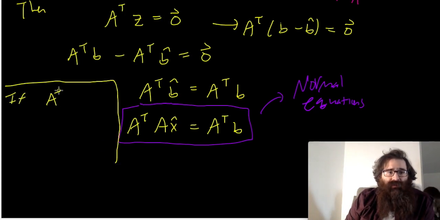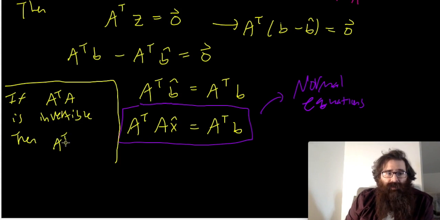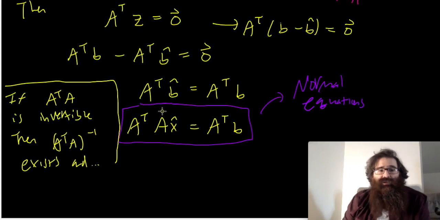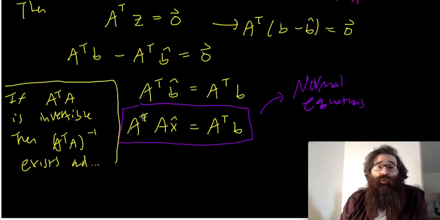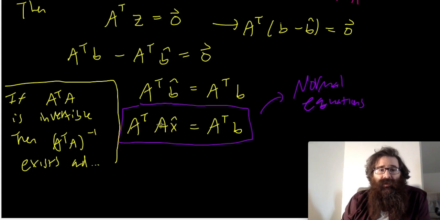If A transpose A is invertible, then A transpose A's inverse exists, and so on. So the idea here, the goal here, is to think about A transpose A not as a product of matrices, but imagine, what if I knew what these were?